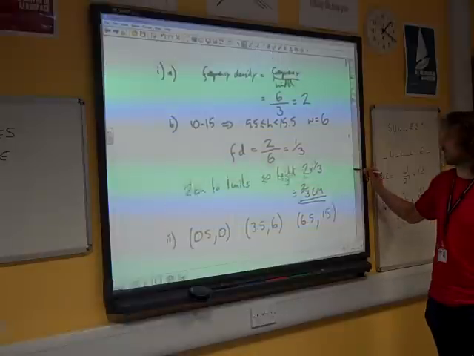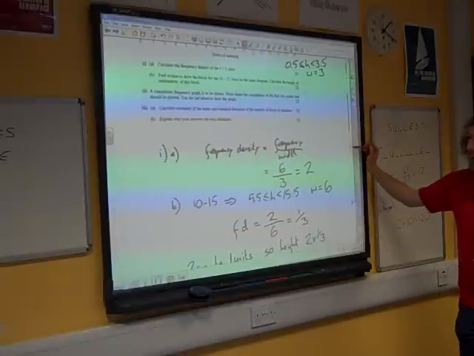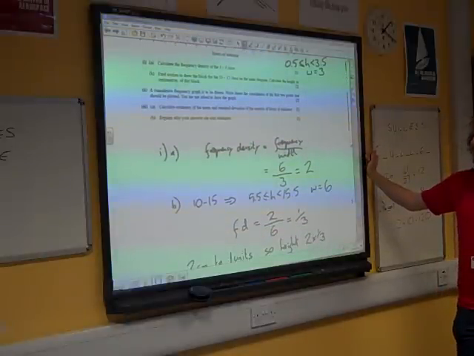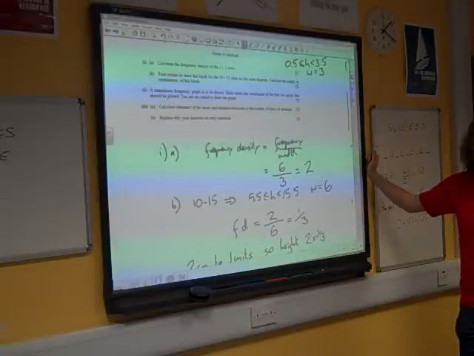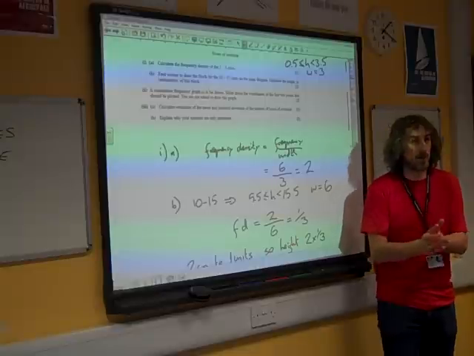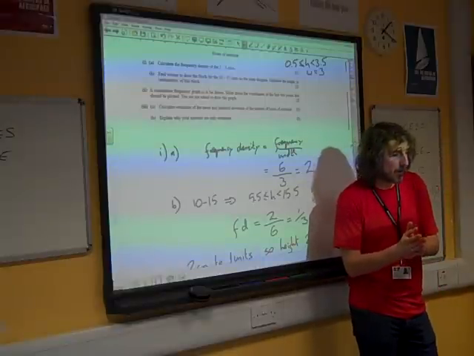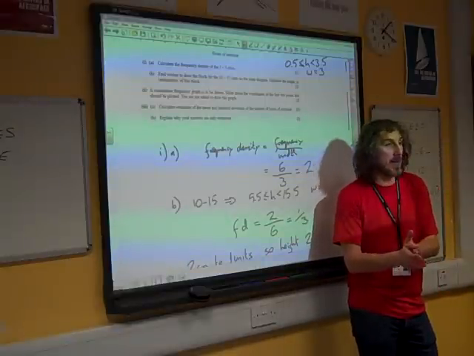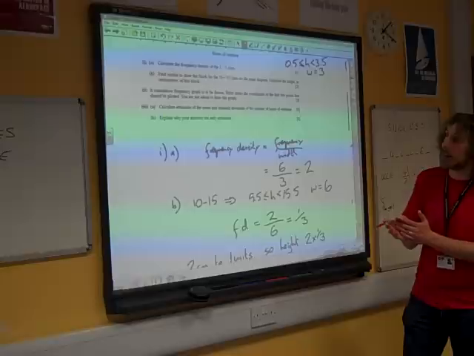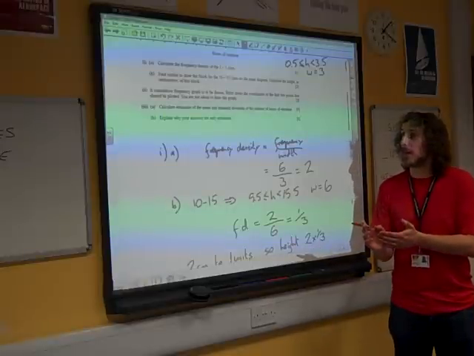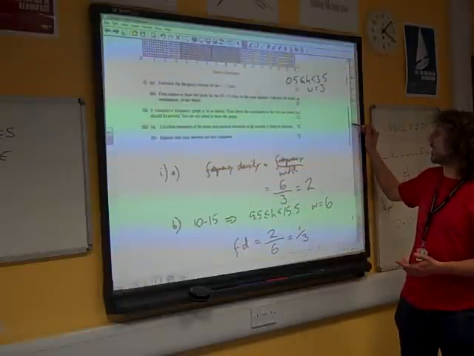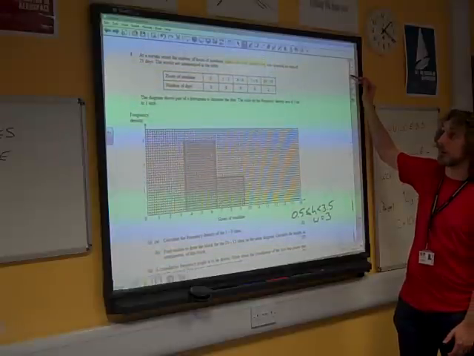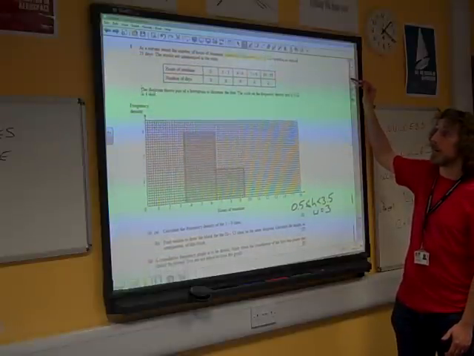Now, calculate estimates of the mean and standard deviation for the number of hours of sunshine. Explain why your answers are only estimates. Right, so actually we've gone on into the next section, which is about measures of location, talking about mean, median and mode, and finding estimates of the mean and standard deviation. This was the last thing we did before we moved away from doing S1 in September.